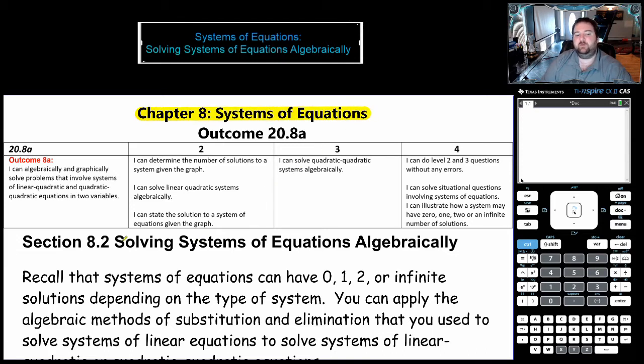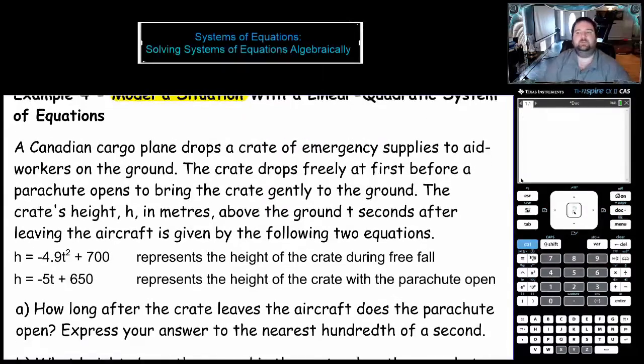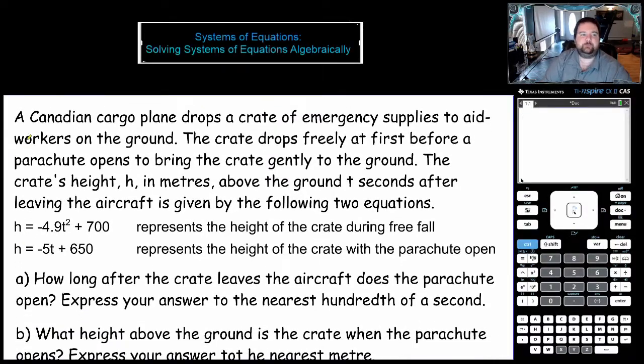Today we are going to be continuing on in our unit on systems of equations. We're still solving them algebraically, but this time we're actually going to be looking at modeling situations. And so these are going to be our word problems. So let's go ahead and try this one.